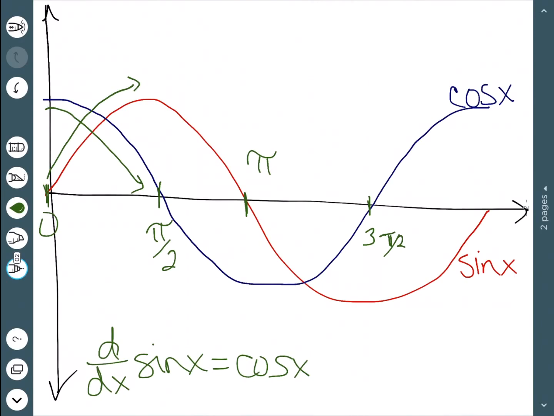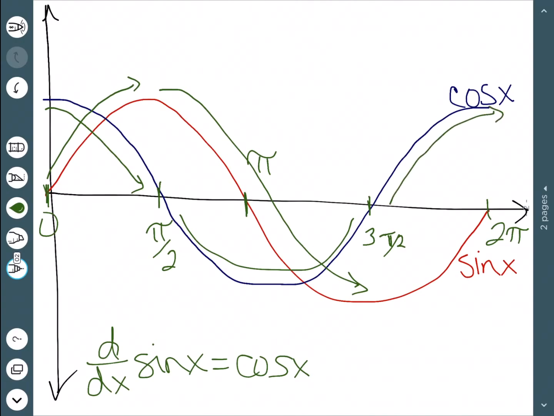Between pi over 2 and 3 pi over 2, cosine is negative because it's below the x-axis, and you can see that on that interval our sine function is decreasing. From 3 pi over 2 to 2 pi, our cosine is once again above the x-axis, so it's positive, and once again our sine function is moving up and to the right, so it is increasing. So we can see this relationship here.